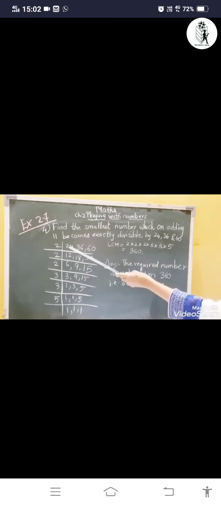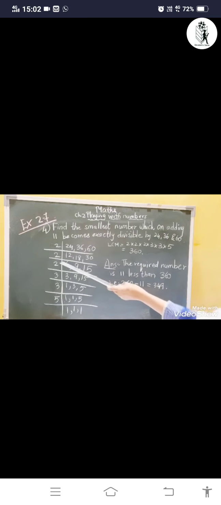We find the LCM of 24, 36 and 60 by the common division method. 2 12s are, 2 18s are, 2 30s are, 2 6s are, 2 9s are and 2 15s are. 2 3s are 6, 9 and 15 as it is. 3 1s are 3, 3 3s are 9 and 3 5s are 15. Then again 3 1s are 3 and 5 as it is, and then lastly 1 1 1.